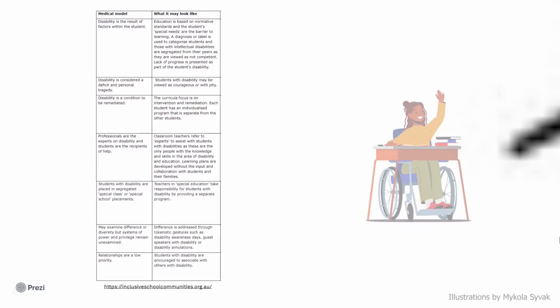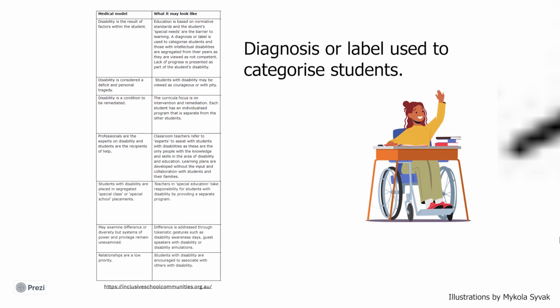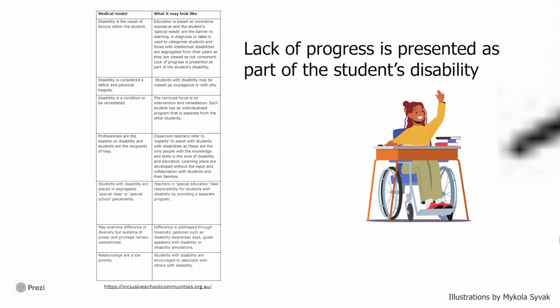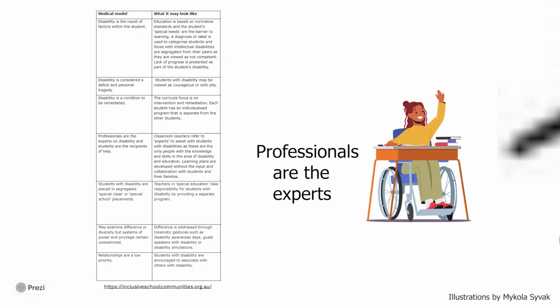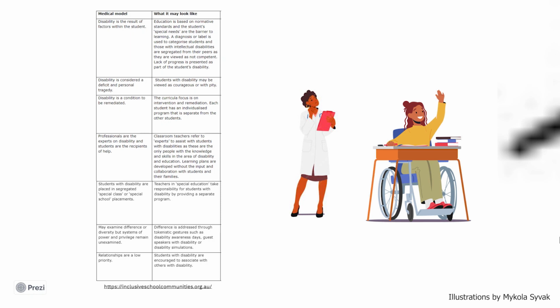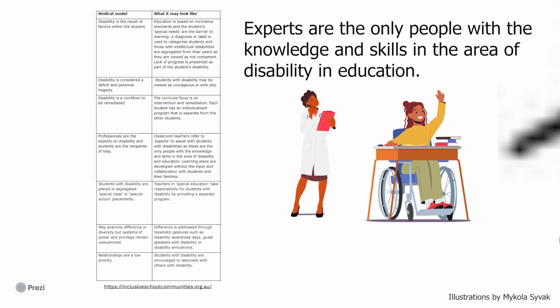Let's consider the medical model in terms of the school environment. A diagnosis or label is used to categorize students, and those with intellectual disabilities are segregated from their peers as they are viewed as not competent. Lack of progress is presented as part of the student's disability. In the medical model, professionals are the experts on disability and students are the recipients of help. For example, classroom teachers refer to experts to assist with their students with disabilities, as these are the only people with the knowledge and skills in the area of disability and education.